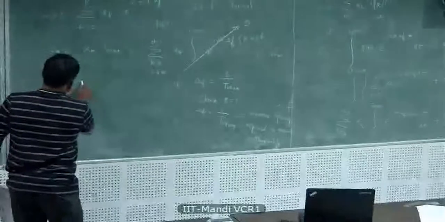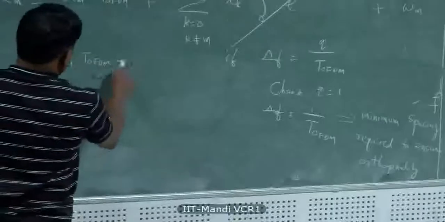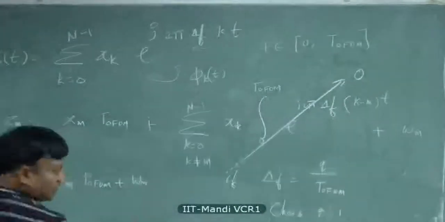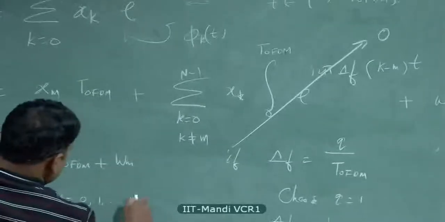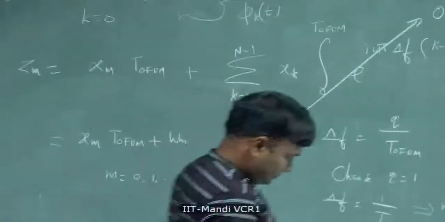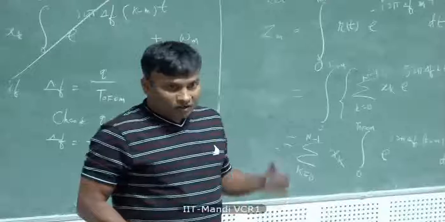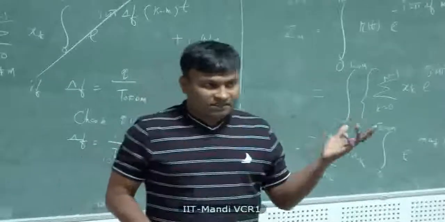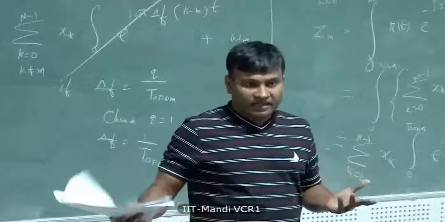So therefore we end up with X[m] T_OFDM plus W[m], for m equal to 0 to N minus 1. Well, you do have to talk about the noise W[m], what are the characteristics of this noise, because it did go through some sort of filtering process.